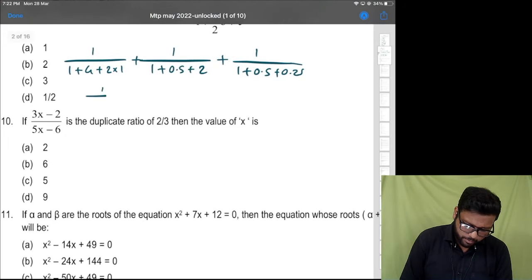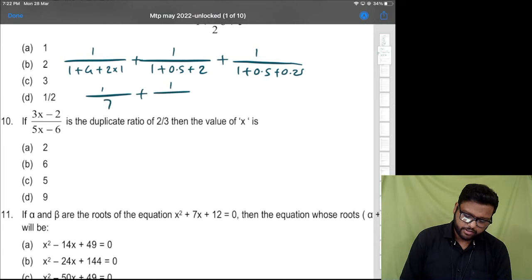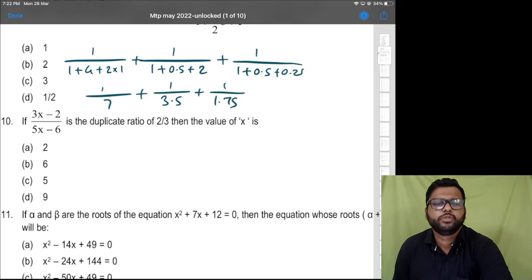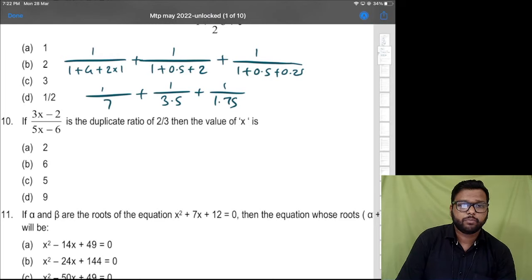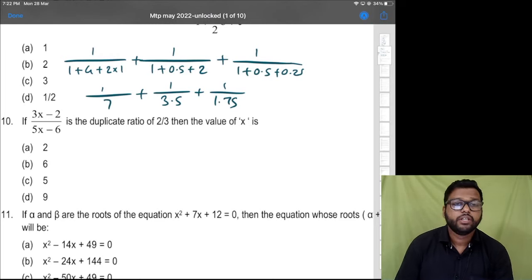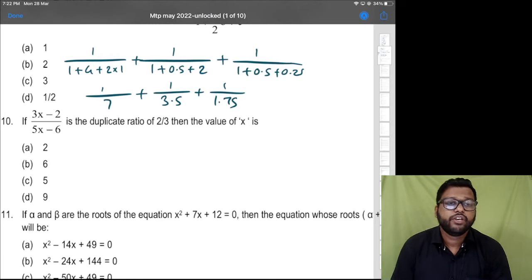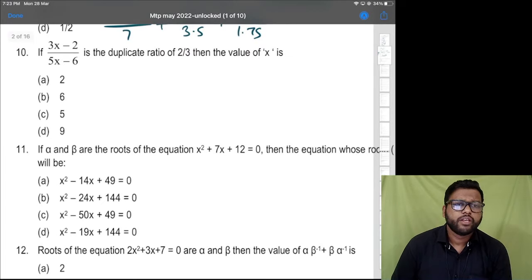We can do this on calculator. First let's calculate this. 1 by 4 plus 2, 6 plus 1, 7, plus 1 by 3.5 plus 1 by how much? 1.75. Let's do this on calculator. 1 by 7m plus 1 by 3.5m plus 1 by 1.75 m plus. If you press MRC, you get 0.99999, which is 1. Option A.